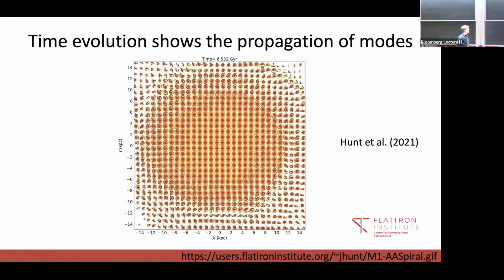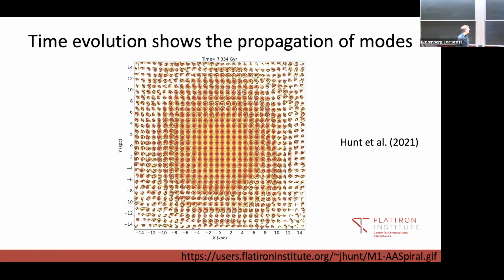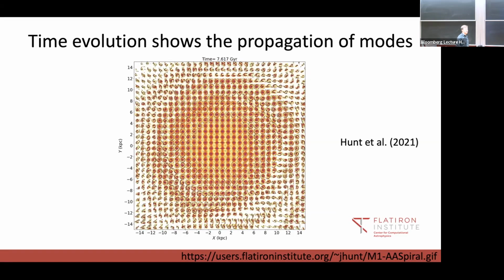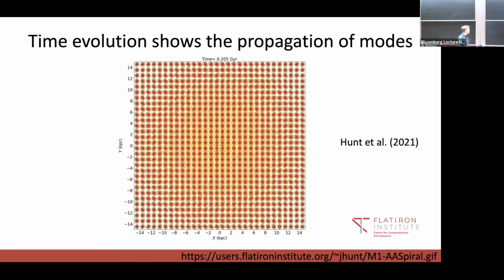I think Zoom's struggling with it a little bit. If you want the smooth version, I can pass the link later. But you see over time, more and more spirals are induced on top of the existing spirals. Everything gets kind of messy, but they become ubiquitous across the whole galaxy. I'm going to let that run through once more because I particularly like this, and I have a couple of things to point out.